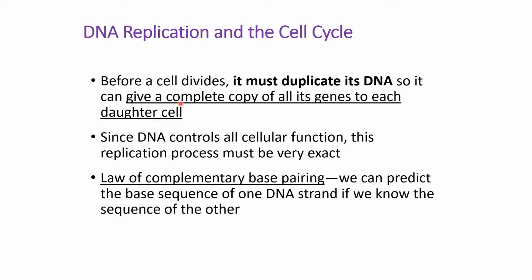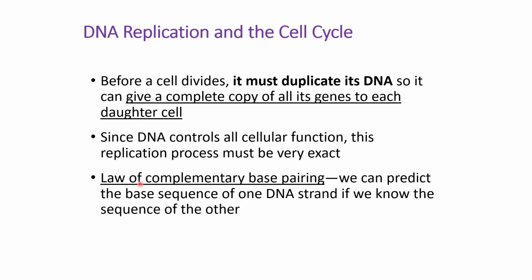In order for the new cells to be complete, we have to have our genome sent to the new cells, right? So before we can actually have a cell divide into two cells, we have to make a copy of the DNA. In other words, we have to duplicate the DNA. This is also called DNA replication.